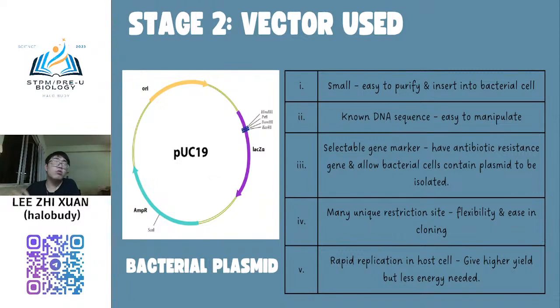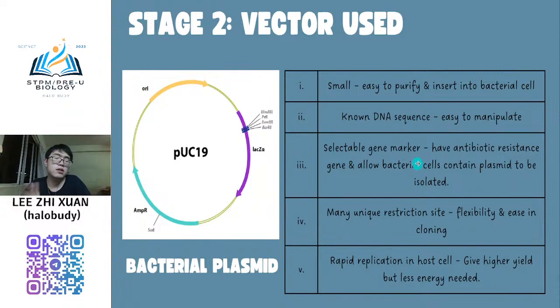Another one, number three, is that it has a selectable gene marker. This is about the checking process that we will learn later. Normally this is an antibiotic resistance gene, which allows bacterial cells containing the plasmid to be isolated.